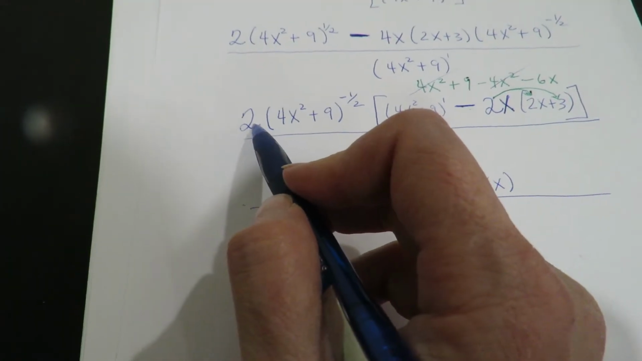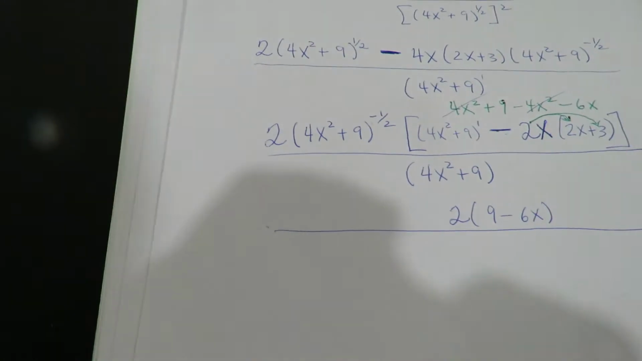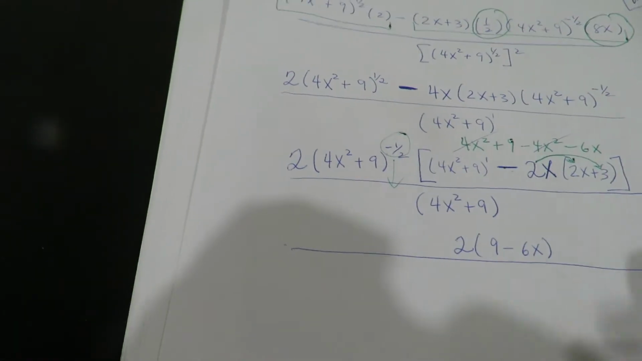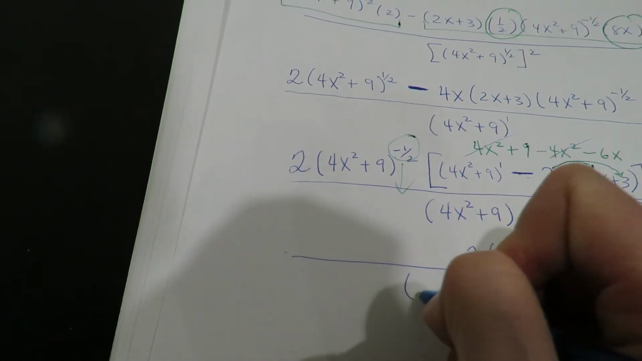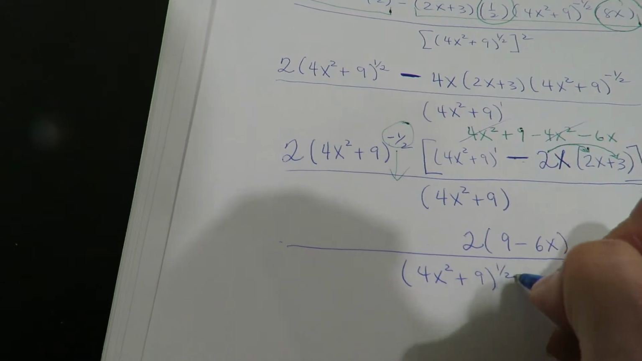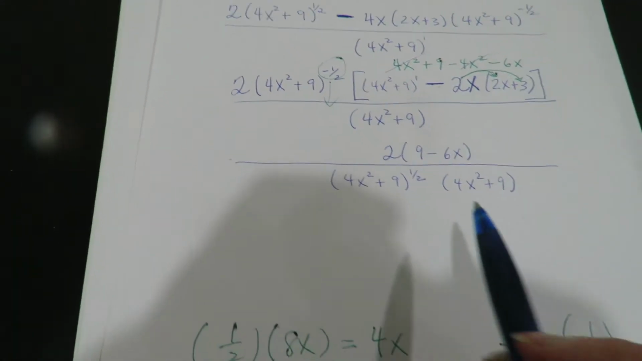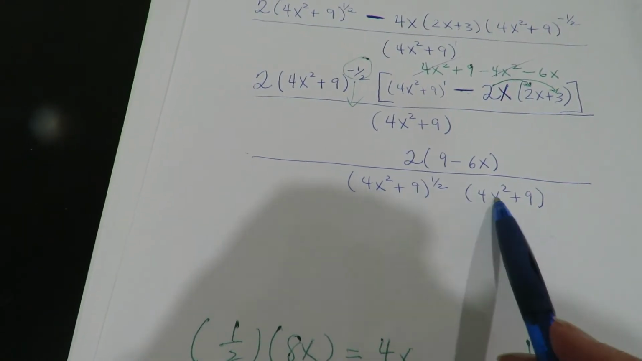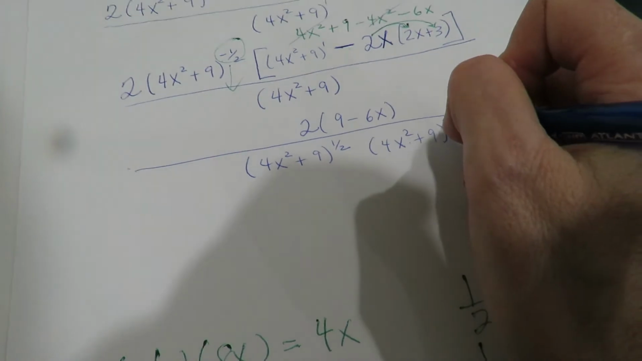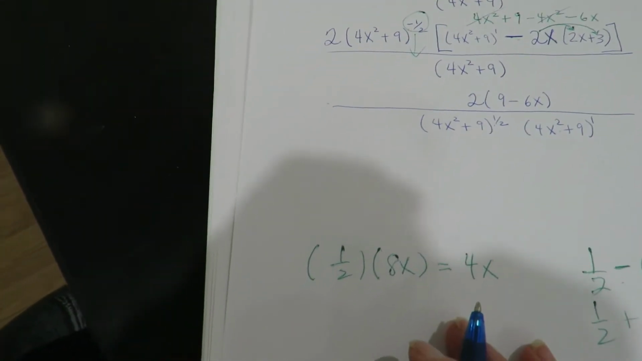I'm going to take this 2 out front and sit it here. This negative means it can flip down. I'll just add an extra step here if it helps. Because it's negative, it's going to come down to the bottom. But if you notice, there's already another one down at the bottom that has the same base. So that means you can add these. You have a half plus 1.